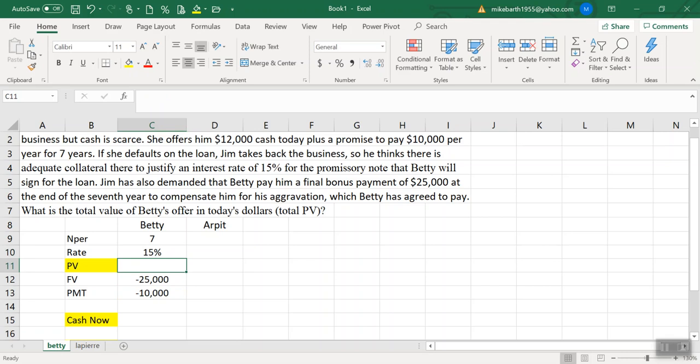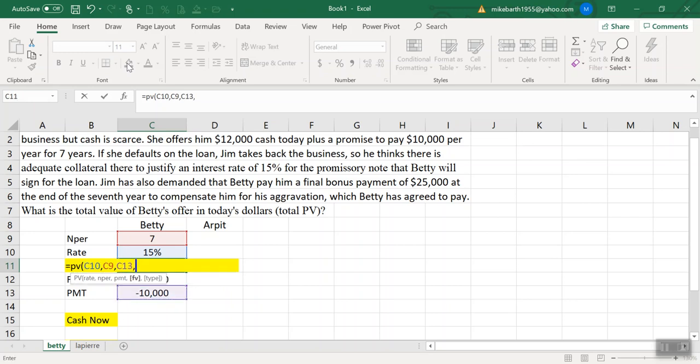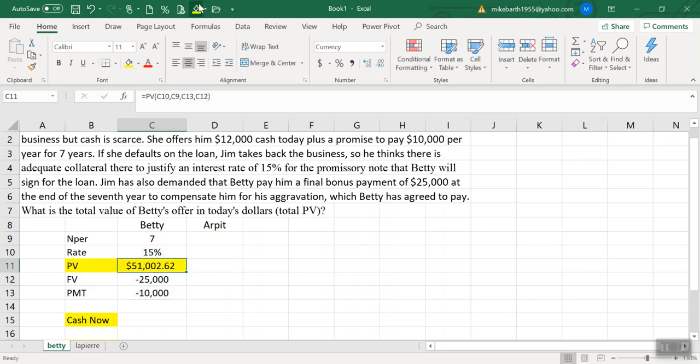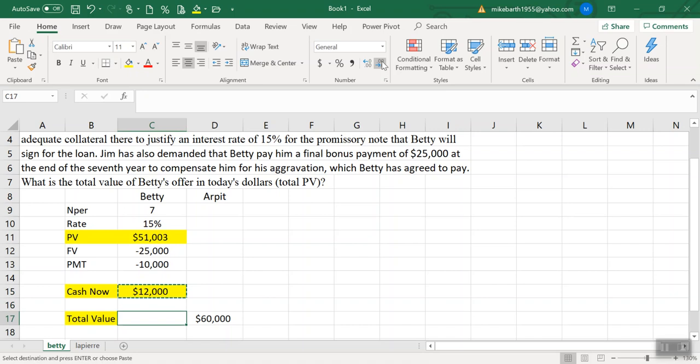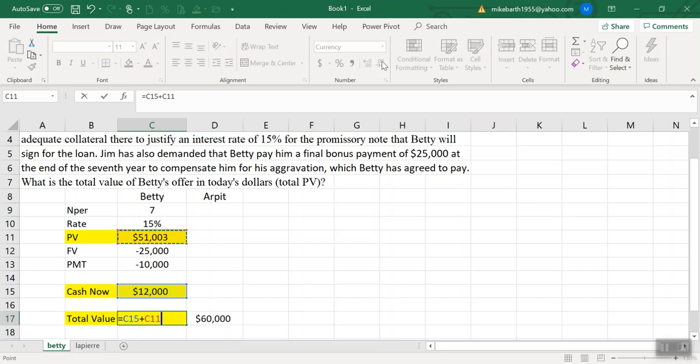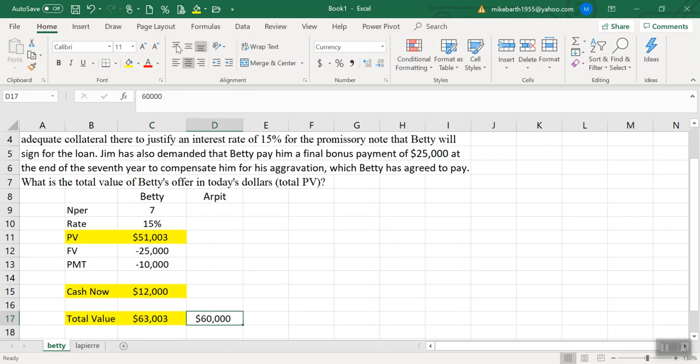And Jim says, okay, I'm going to discount that at a 15% rate. So what that'll come out to is $51,000 and change. If we add the $12,000 cash that she's offering to the series of cash flows that are worth $51,000 today, that means her offer is about $63,000 in today's dollars. If you compare that to what Arpit is offering, that would be less. So at 15% interest, Arpit's offer isn't near as good as Betty's.